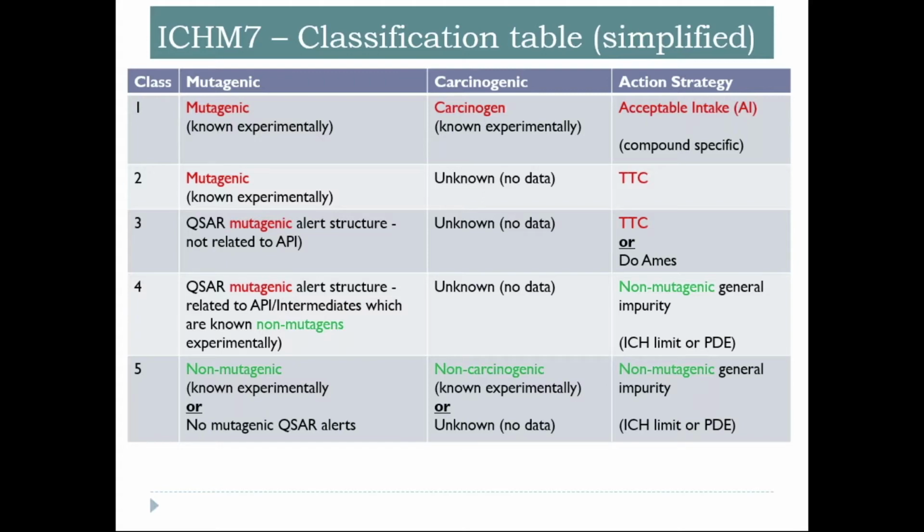If you want to rule out this positive alert obtained in QSAR, do an Ames test. So based on the outcome of the Ames test, we can further classify it to either class 2 or class 5. The class 4 compounds also show positive QSAR alerts, but these alerts are also present in either the API or intermediates. So when APIs are already tested and negative for mutagenicity, the class 4 compounds are also considered as non-mutagens. The class 5 compounds are experimentally tested non-mutagens or have no positive alert in QSAR.